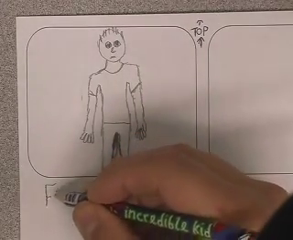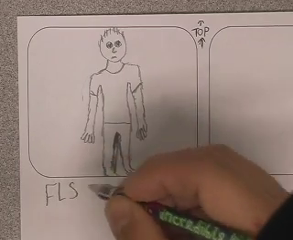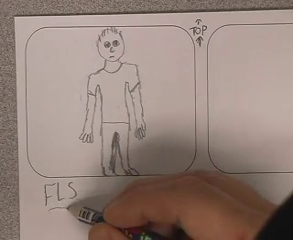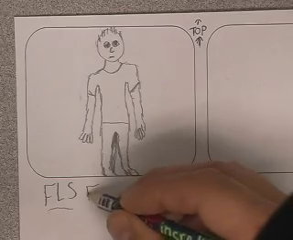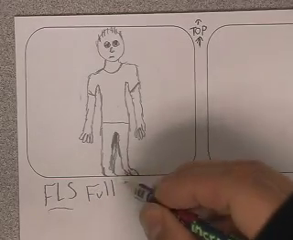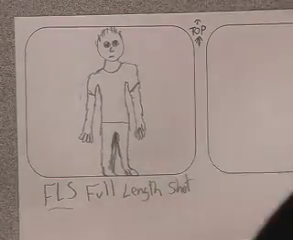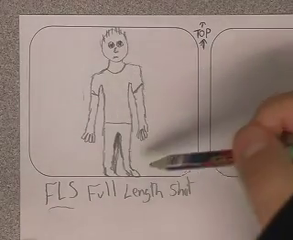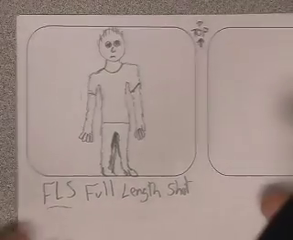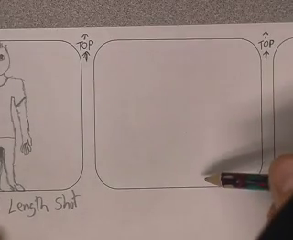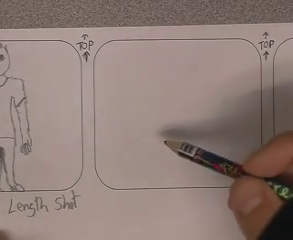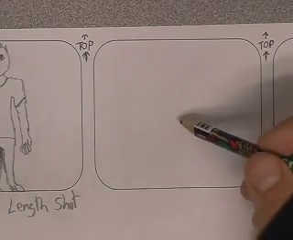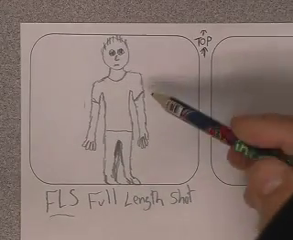So I'm going to go ahead and label it FLS, which is what we would label it on our scripts and storyboards, but I'm also going to write down the full name of the shot because I need to know that. So that's our full-length shot. Now, one step away from a full-length shot is a long shot. Now, one important thing about a long shot is anything further away than a full-length shot, where the head's at the top and the feet are at the bottom, we're going to call a long shot.